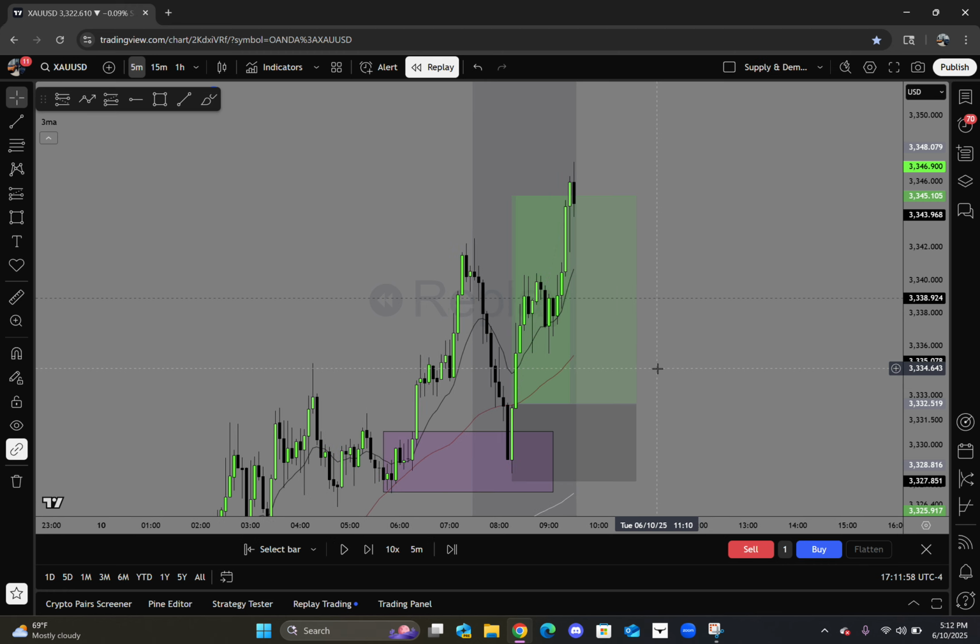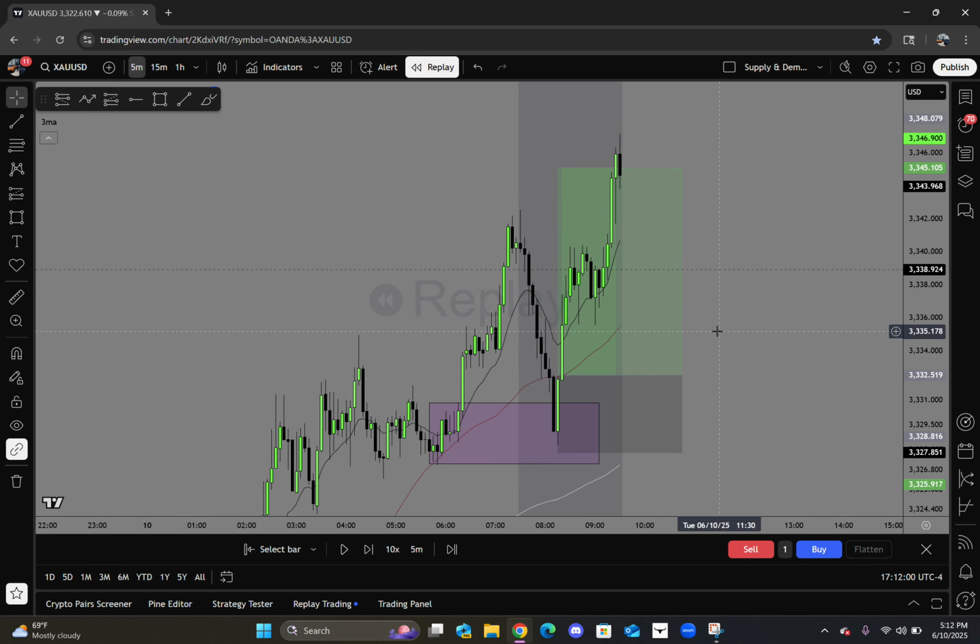Not bad. Made back yesterday's loss plus some profit on top of that. So far for the week, we started off the week in drawdown, negative, and this is the second trading day of the week, and so far we're up like $200. Not bad. And let's see what happens tomorrow.